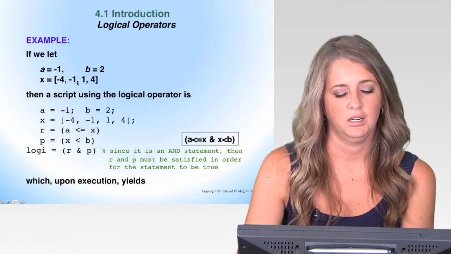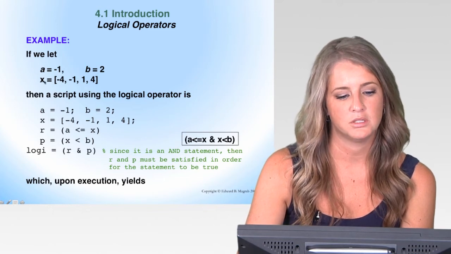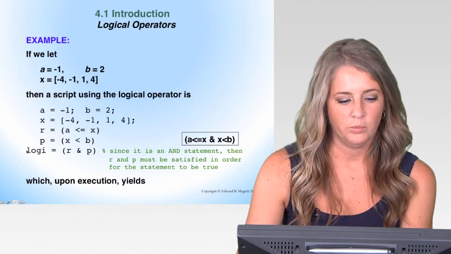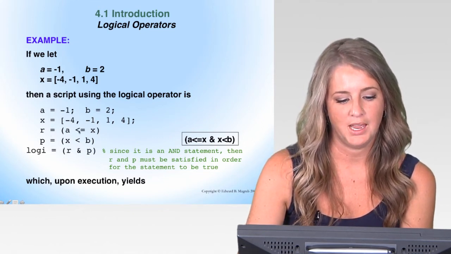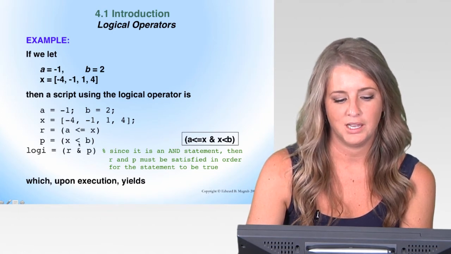So let's take a look at an example using that. So we have a is equal to -1, b is equal to 2, and then x is this vector array here. And then we can execute this script. So we have r is equal to a less than or equal to x, and p equals x less than b.